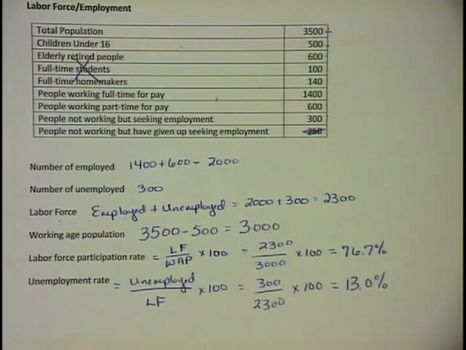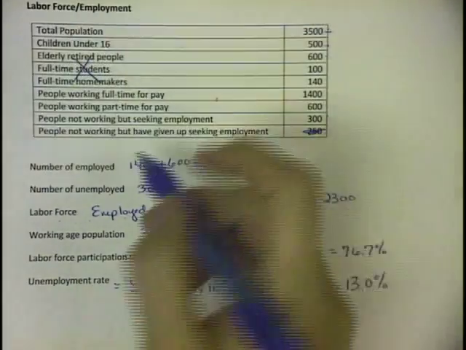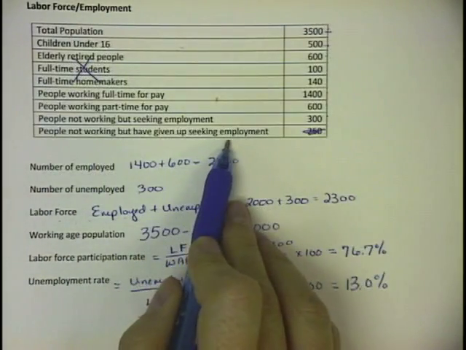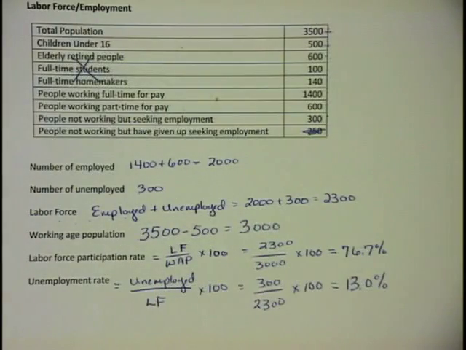Okay? So sometimes you're going to be given data that's not useful for you. This group, the people not working but have given up seeking employment, that group is called the discouraged workers. Discouraged workers.